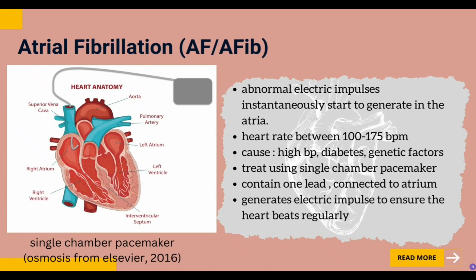Atrial fibrillation. Atrial fibrillation is a condition where abnormal electric impulses instantaneously start to generate in the atria. The impulses generated overtake the role of the natural pacemaker, causing it to no longer be able to control the rhythm of the heart. Patients who are having this problem tend to have a higher heart rate that is between 100 to 175 beats per minute.